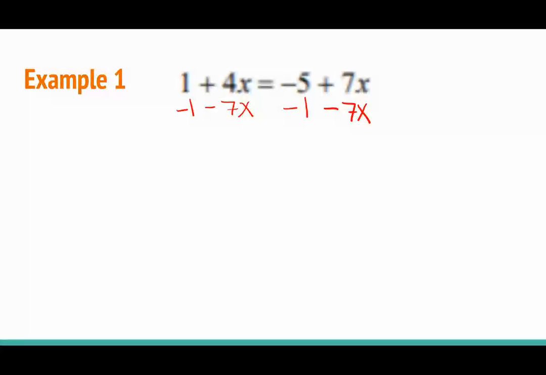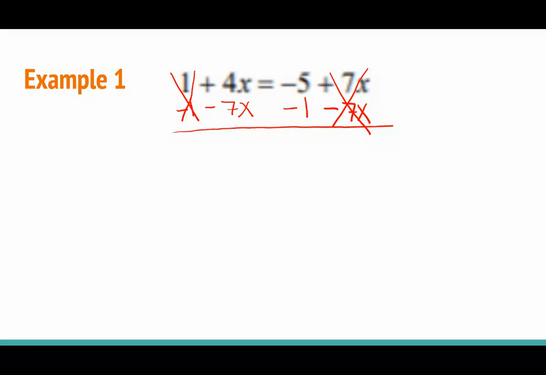So every single constant or every single term should have something underneath it now. The 1 has something underneath it. The 4x has something underneath it. The negative 5 does, and the 7x. So we just draw our line, and we cancel out the opposites. So 1 minus 1, those are opposites, so we cancel them out. And on the right-hand side, 7x minus 7x, those are opposites, so we cancel them out. And we're left with positive 4x minus 7x.